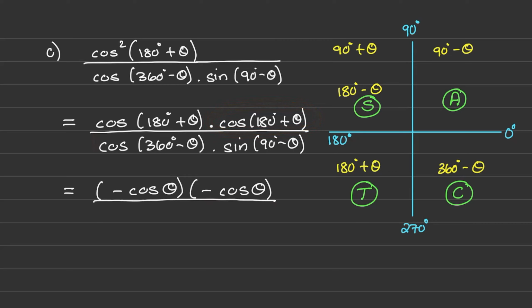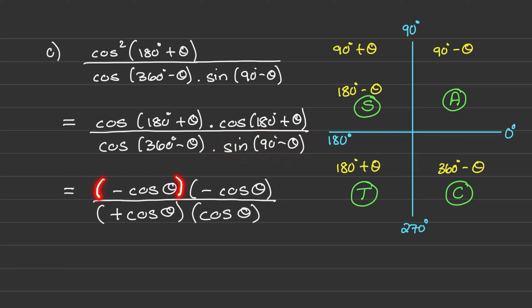Next, in the denominator, we have cos 360 minus theta. And 360 minus theta is in the fourth quadrant. And cosine is the only trig ratio which is positive in the fourth quadrant. So this will reduce to positive cos theta. And lastly, I have sine 90 minus theta, which is in the first quadrant. And all of the trig ratios are positive in this quadrant. And sine 90 minus theta changes into its cofunction of cos theta.